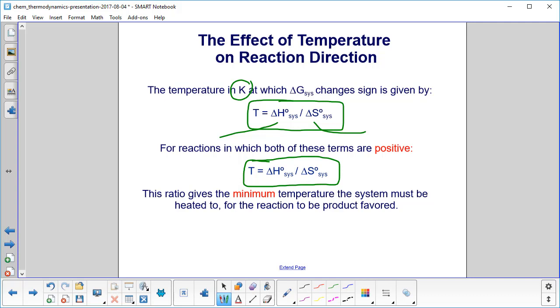This ratio gives the minimum temperature the system must be heated to for the reaction to be product favored. Anything greater than that temperature, it will be product favored. Below that temperature, it will not be product favored.